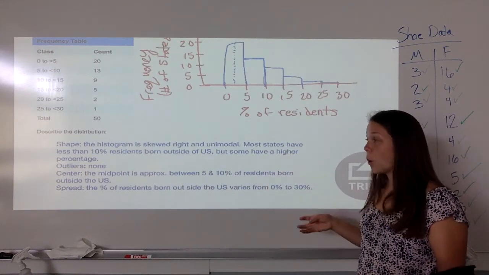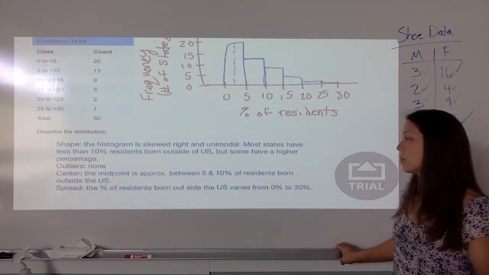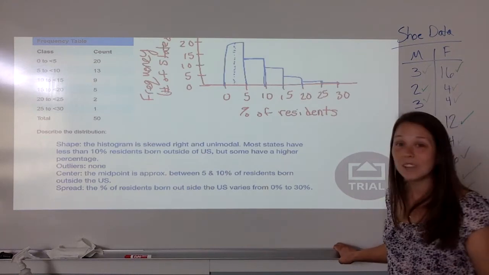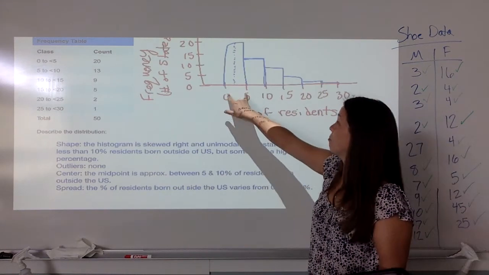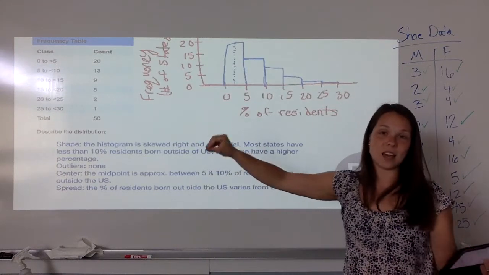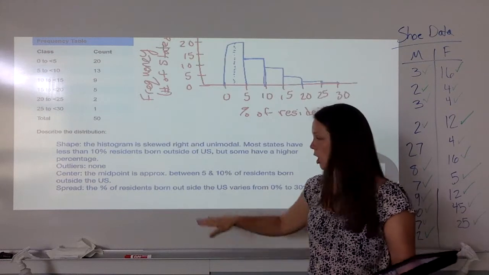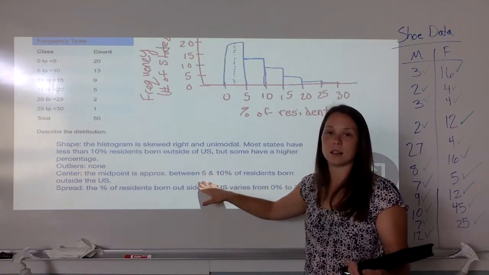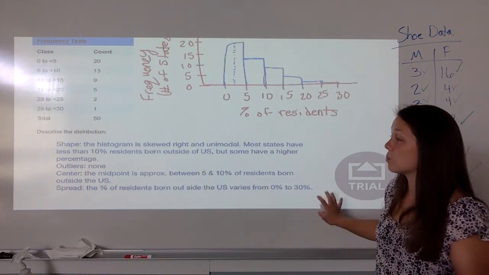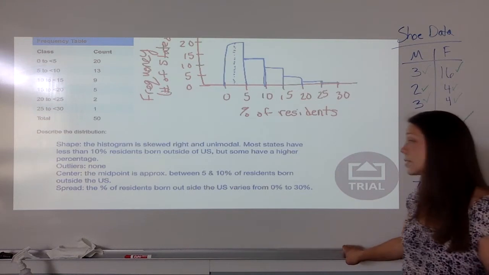Center, I said the midpoint, which again is the center of your data, the middle of your data, is approximately between 5 and 10% of residents born outside the U.S. I can't give an exact number because we have bins here, and even my table doesn't give me the ability to find that exact value. So I need to use this gray area language of approximately between, and then the bin that I find it approximately between.